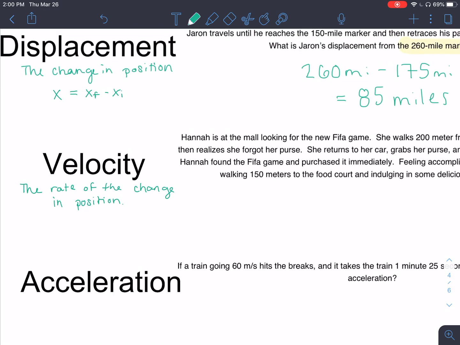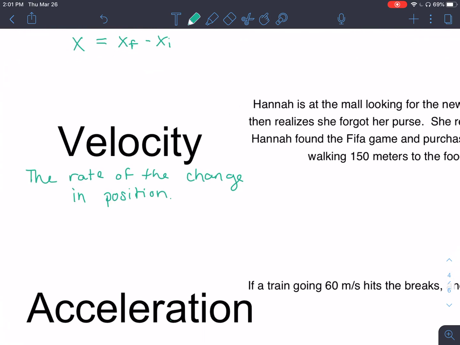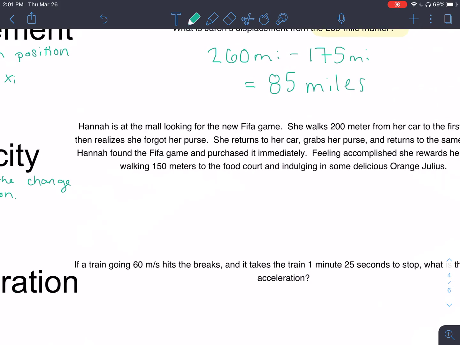You can see that the definitions for each of these, they really didn't change much. The only difference is that velocity has a rate. So the calculation for velocity will be very similar, just divided by time. Velocity is equal to displacement divided by time. Let's try this out.